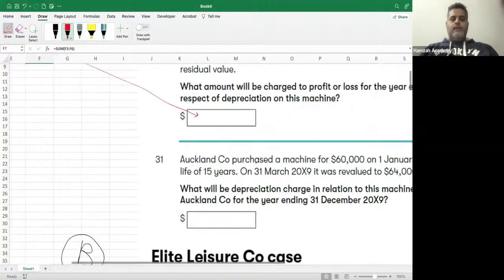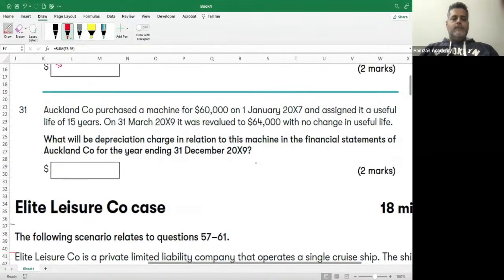Done? Okay, then we have question 31 with us. Auckland Company purchased a machine for 60,000 on 1st January 20x7 and assigned it a useful life of 15 years. Now, on 31st March 20x9, it was revalued to 64,000 with no change in useful life. Now, what will be the depreciation charge in relation to this machine in the financial statements of Auckland Company for the year ending 31st December 20x9?